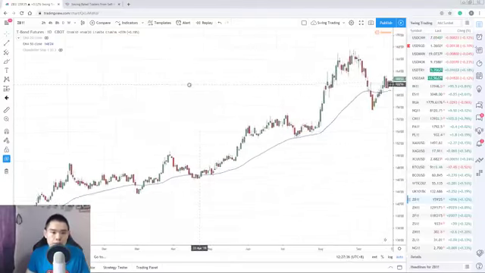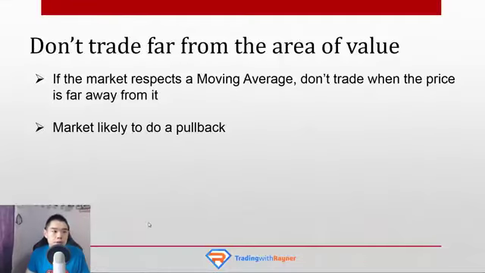So that's the first thing that I want to share with you. Also, when the price is far away from the area of value, the market is likely to do a pullback. So this is the first tip that I have for you: don't trade when the price is far away from the area of value. And this can be a moving average, trend line, etc.